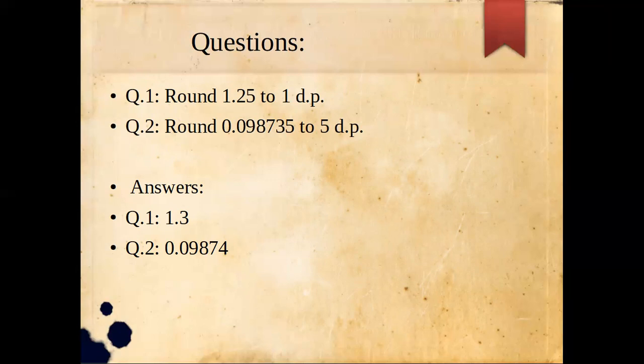Question 2. The question asks us to round to 5 decimal places. So we're going to have 0, 9, 8, 7, and then 3, which is the 5th decimal place. Then we look at the number after 3, which is 5. So we round up again and we get 0.09874. Well done if you got both of those.